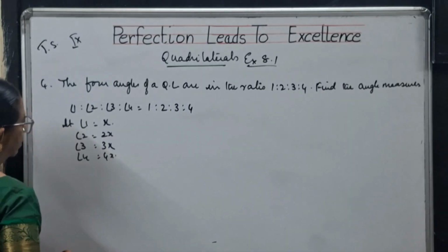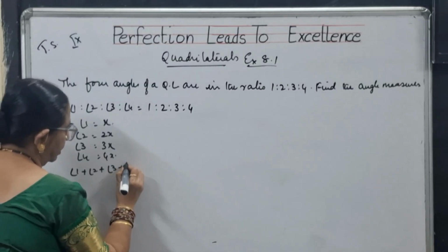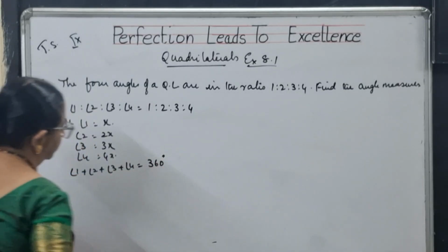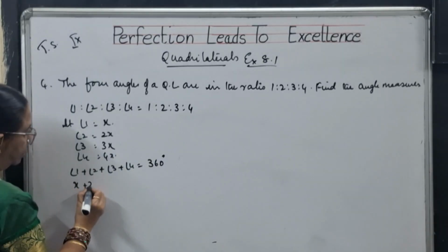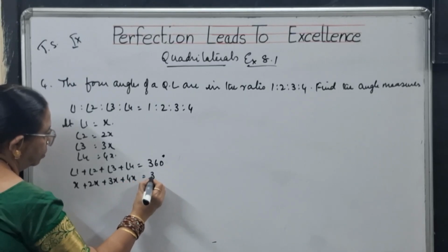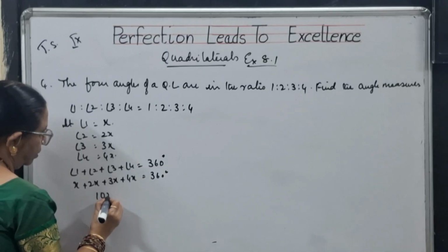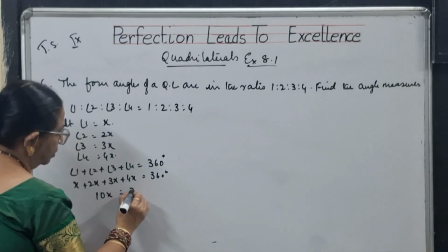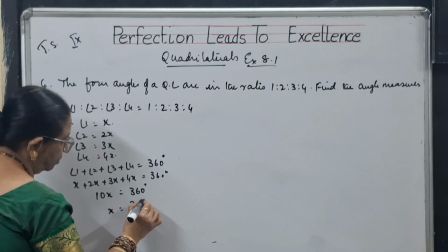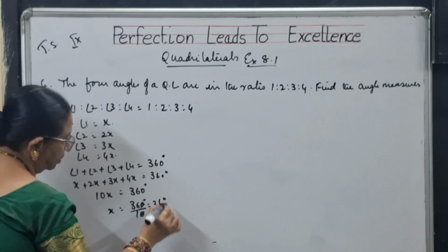So let angle 1 be x, angle 2 is 2x, angle 3 is 3x, angle 4 is 4x. And we know that the sum of the four angles is 360 degrees. So x plus 2x plus 3x plus 4x is equal to 360 degrees. That is how much? 10x is equal to 360 degrees.